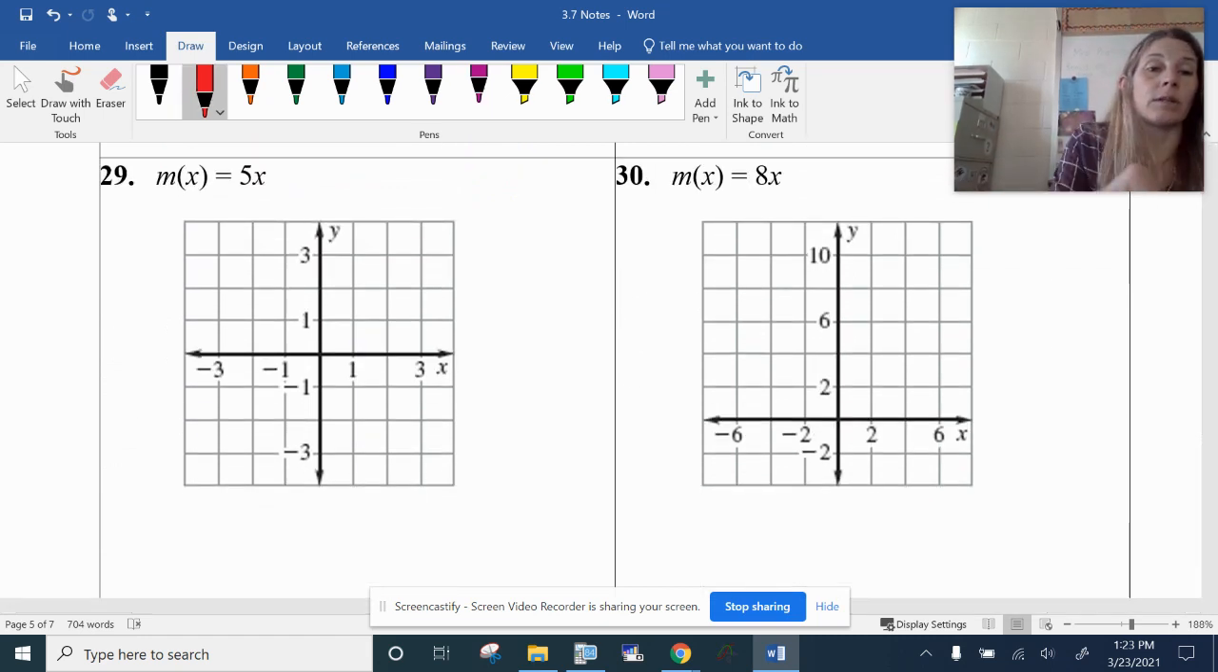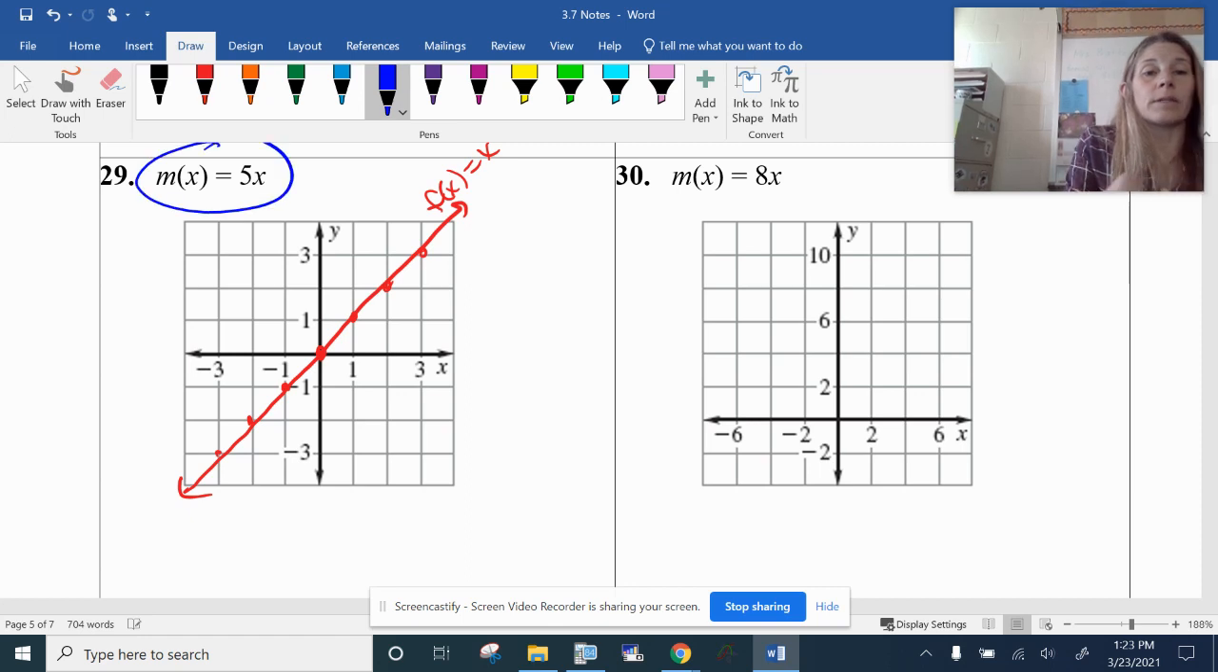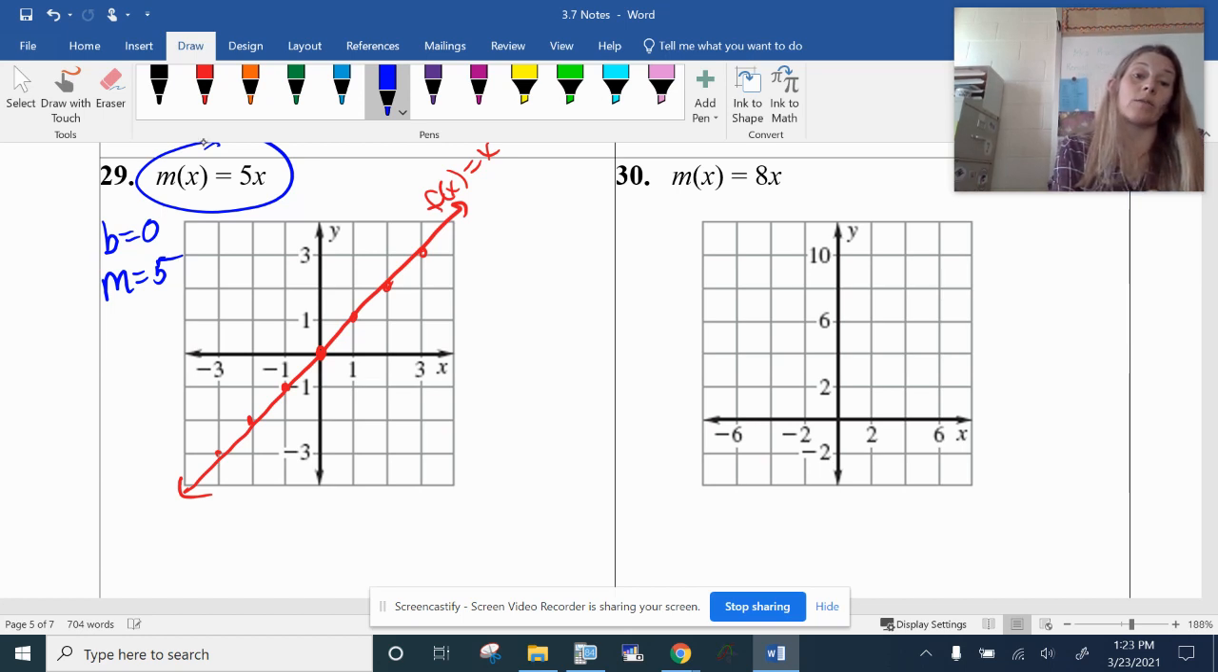Okay, so let's take a look at number 29. Now this time I have my parent function right through here. So this is f of x equals x. So now if I want to graph this one, notice this one has a b, or a y-intercept of 0, but the slope is 5 compared to the y-intercept of 0 and the slope of 1. So this one we would have to go up 1, 2, 3, 4, 5 over 1. So it looks something like that. Or we'd be off the graph down here.